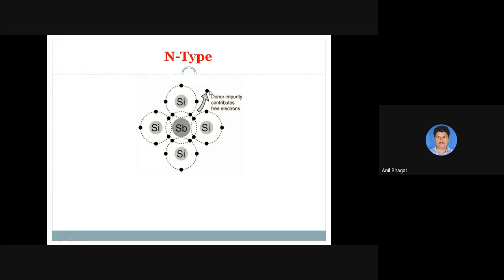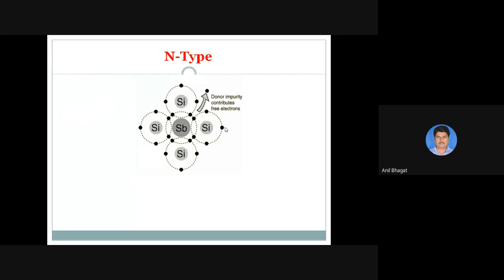So why is this dot left from this position? Because the total electrons present in the outermost shell of this Sb is 5, right? Only 4 are required. So one is shared with this Si, the second is here, the third is here, and the fourth is here, right? The 4 electrons are shared with these 4 Si atoms, one more remains, and that electron is left from the position. That is called the donor impurity. So in n-type material, the extra electrons are called the donor impurity.